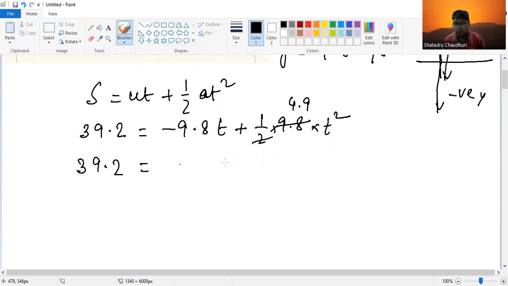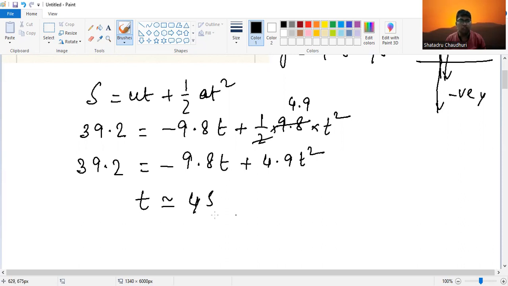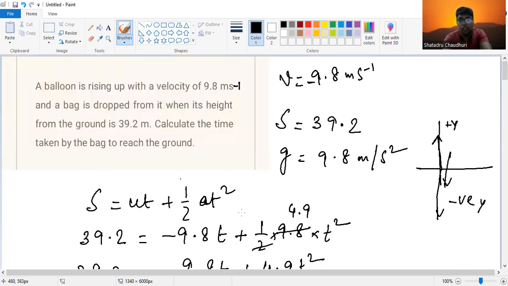I need to find out the time by solving this equation. It's a quadratic equation in time. You will get t approximately equal to 4 seconds. This is the answer. So the basic thing about this problem is that whenever the body is falling, I have to take the velocity to be negative and other things to be positive. So this is one of the problems.